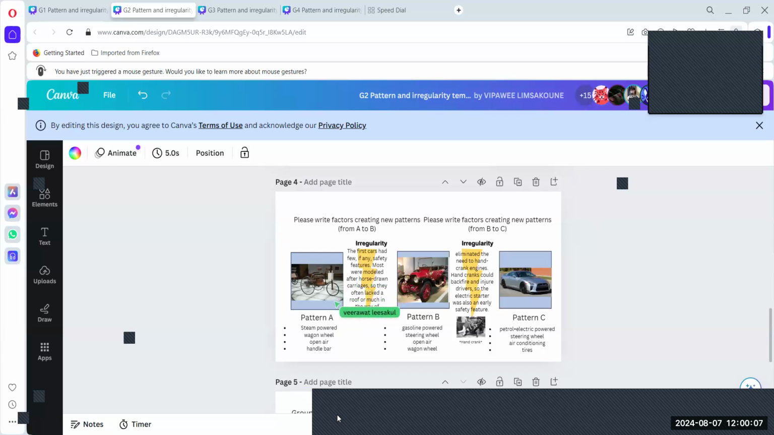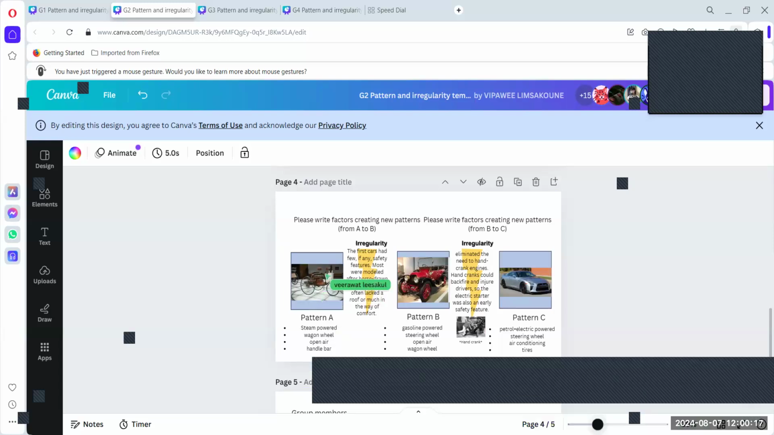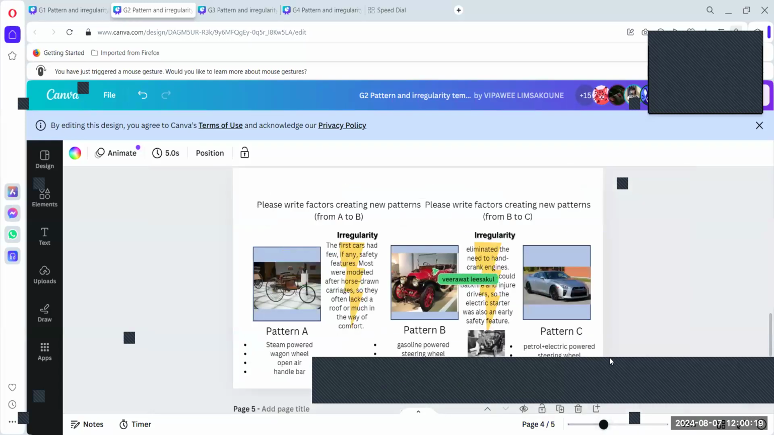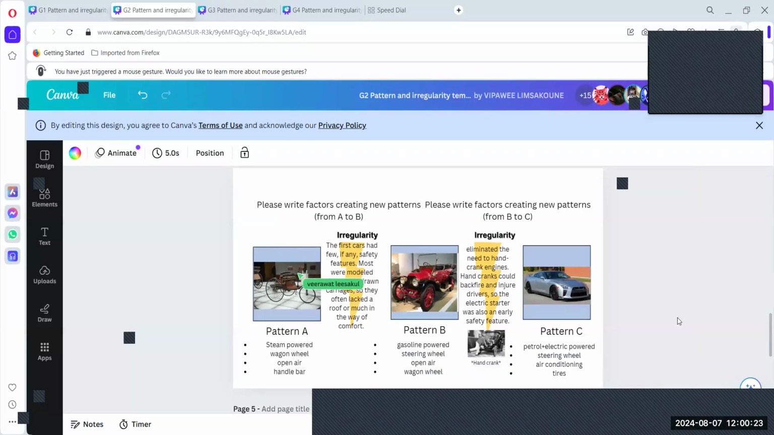As you can see, there are only 3 wheels, and it is a wagon wheel. It's really thin, and it can break very easily. Also, they didn't use a steering wheel. They just use a handle to direct the car. And this open air car doesn't have any roof at all. Okay, and it also uses steam power to run this car.